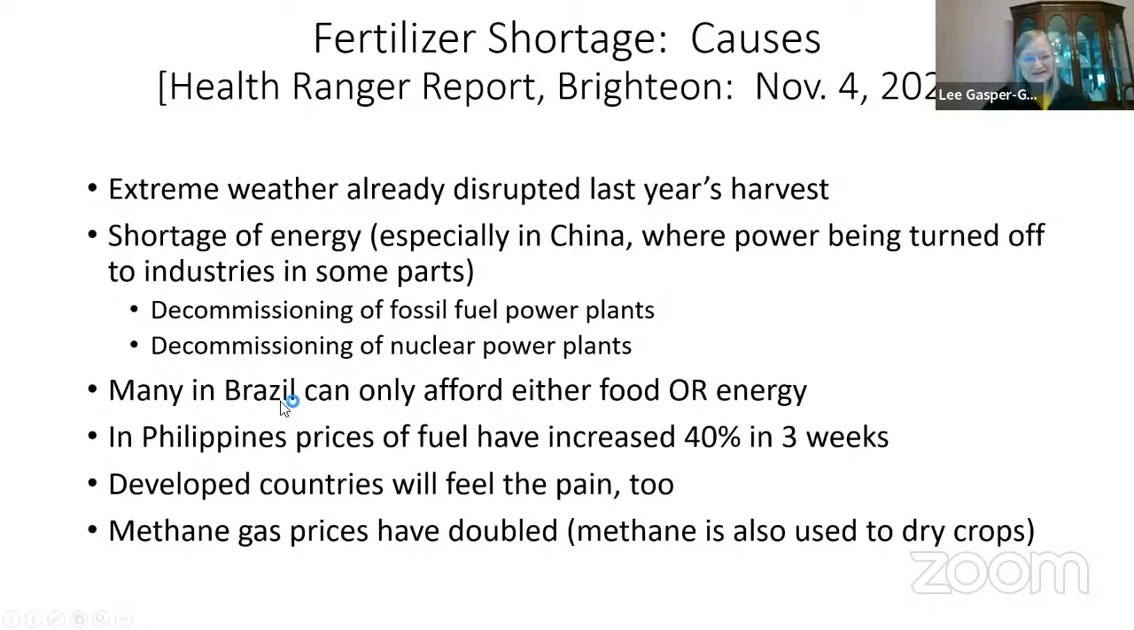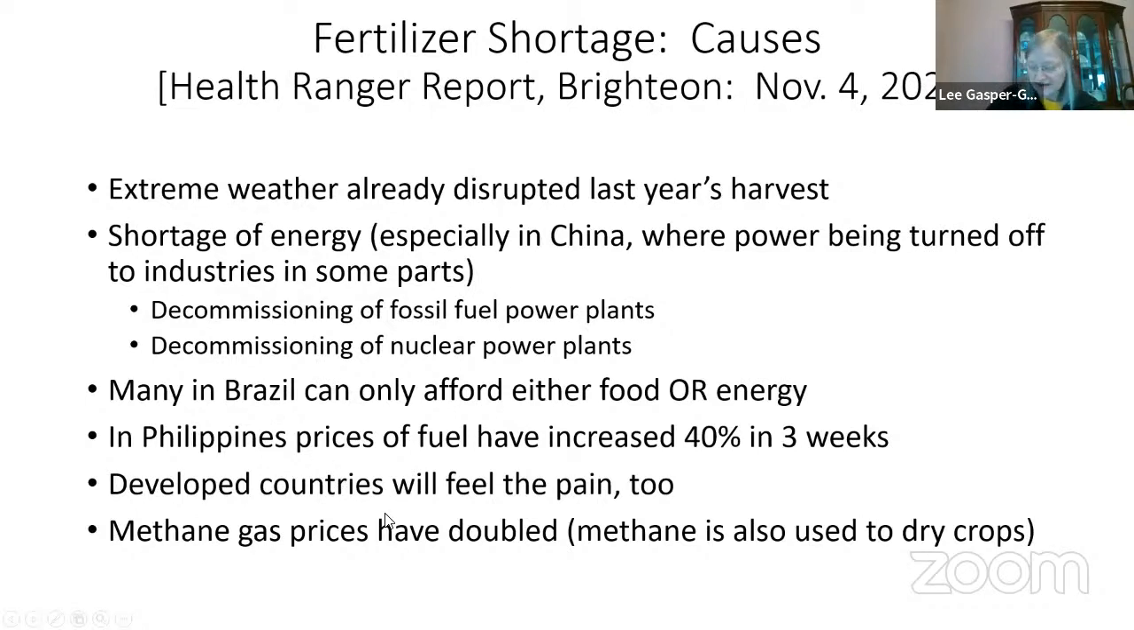Anyway, we'll get to that in the discussion, I'm sure, a lot more. So many in Brazil can only afford either food or energy, but not both. In the Philippines, the prices of fuel increased 40% in 3 weeks back at that time. Mike mentioned that the developed countries will feel the pain too. And then the methane gas prices, I say methane, but he means natural gas. These gas prices have doubled.